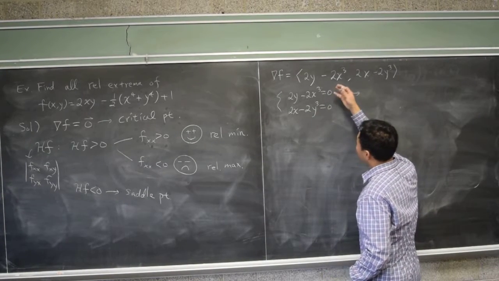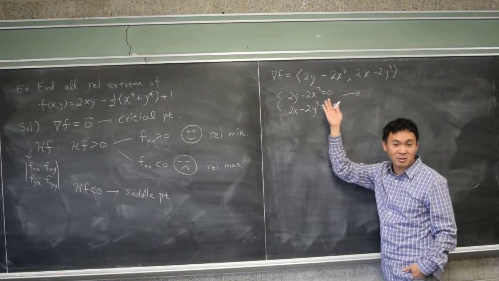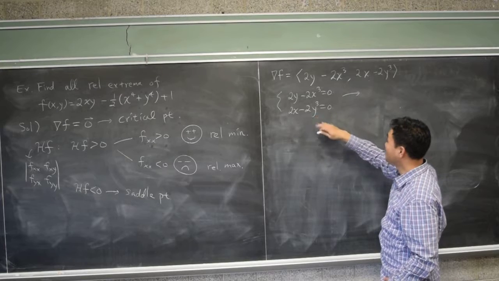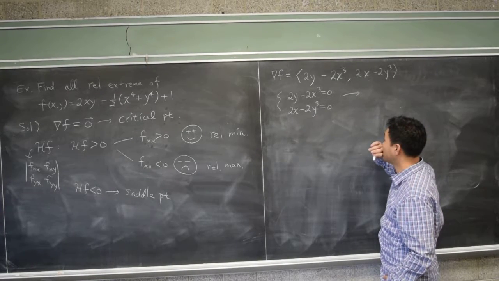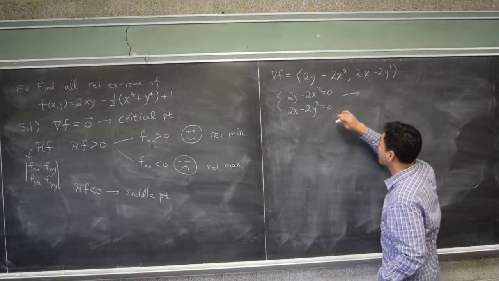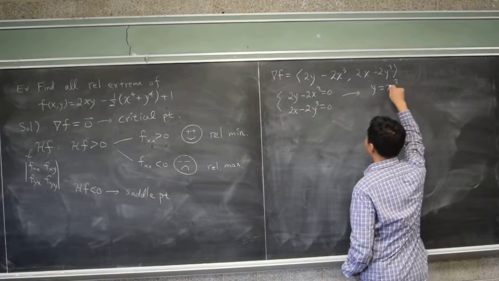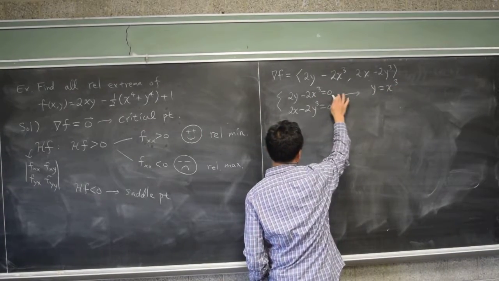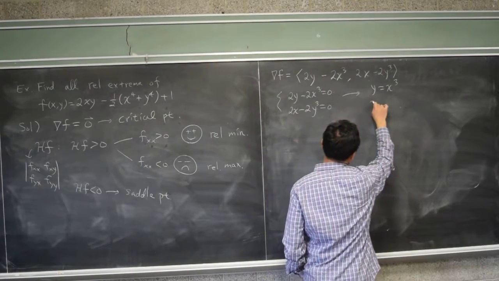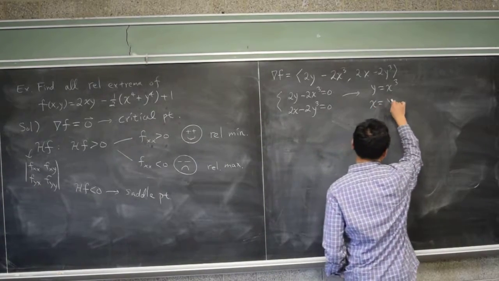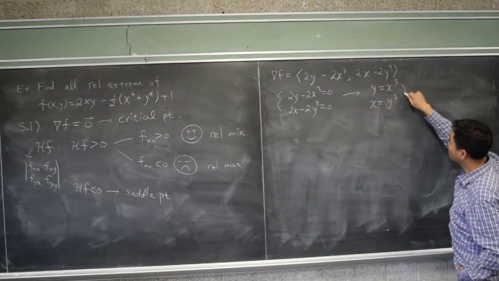You just solve for one of the variables and then plug into the next. If I solve this for y, it's y equals x cubed, because if you move this to the other side and divide by 2, that's what you get. And on the second one, you get x equals y cubed. Now, since I have the first one solved for y, I can plug it in here.